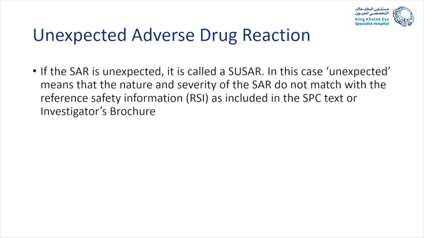Unexpected, so SUSAR, probably something that you've heard. Suspected, unexpected. Sometimes you do a study and you expect certain side effects. For example, drug A, like methotrexate, is known to cause liver toxicity, abnormality in liver enzymes. That's great, so that's expected. If I see somebody who has liver failure, that's not expected. What is known is the elevation in the liver enzymes. But when you have liver failure, this is considered a serious, unexpected event.